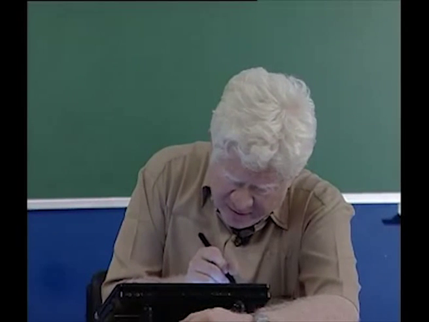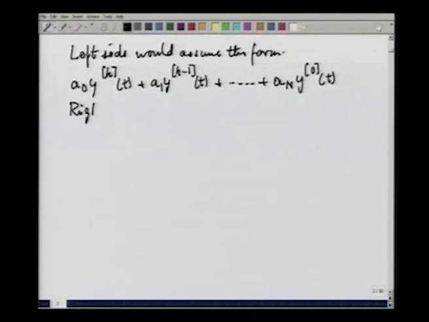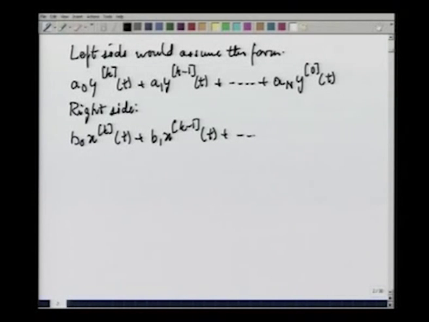Similarly, on the right side, you would get b 0 x k of t plus b 1 x k minus 1 of t plus so on up to b n x 0 of t, where the last term again is just equal to x of t.